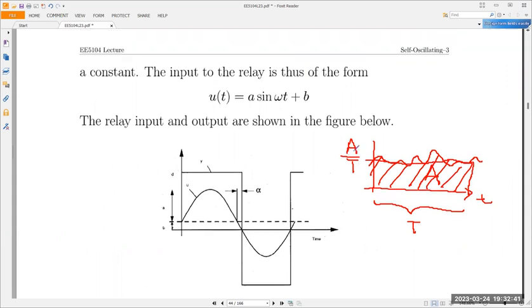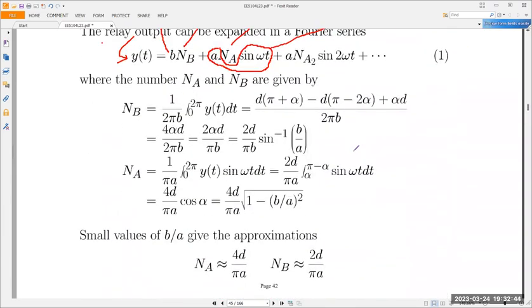So the maths will then look like that. This is area. This is output area. This is also area. This is input area. So output area divided by input area, that would be the gain. And B is the DC gain.